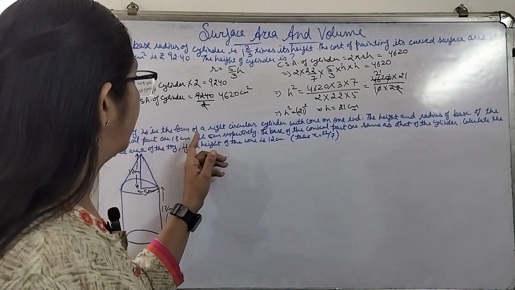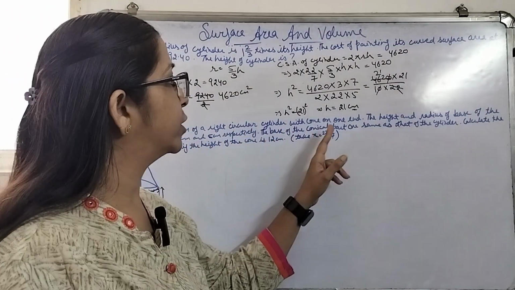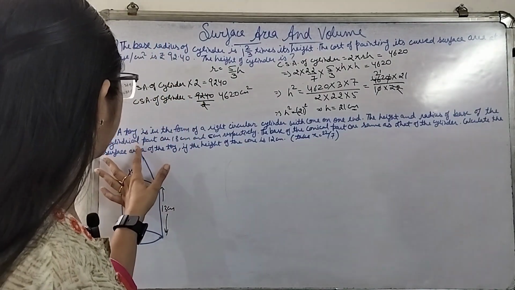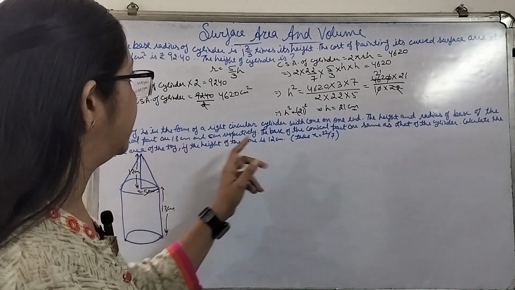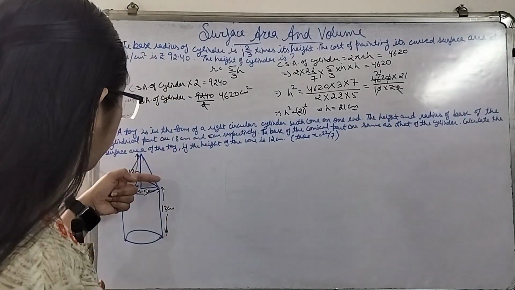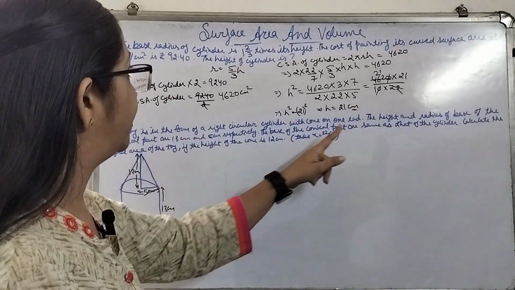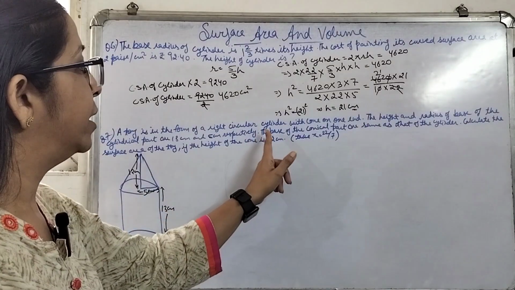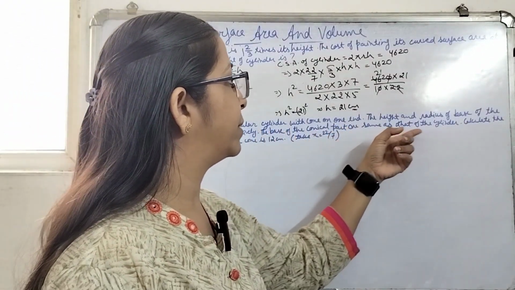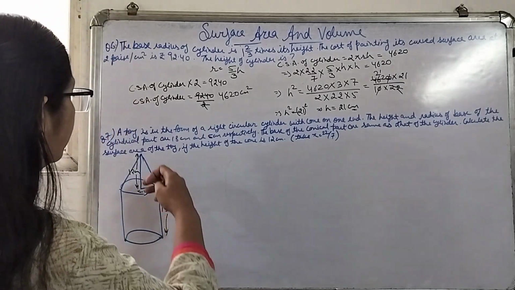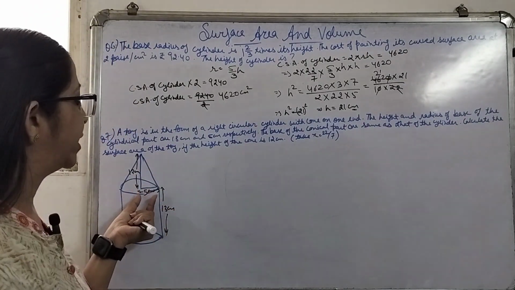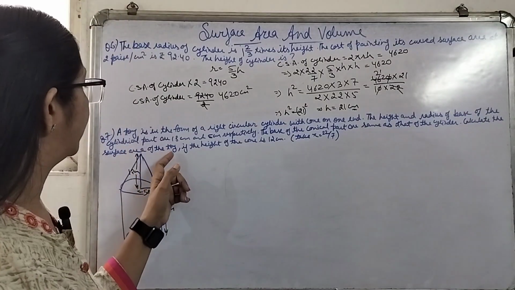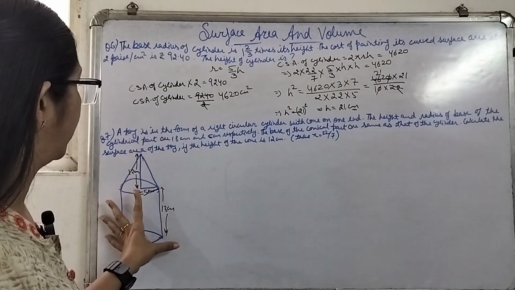A toy is in the form of a right circular cylinder with a cone on one end. The height of the cylindrical part is 13 centimeter and the base radius is 5 centimeter. The base of the conical part is the same as that of the cylinder. That means for this cone and this cylinder, the radius is the same. Calculate the surface area of the toy. We have to calculate the surface area of this whole toy.